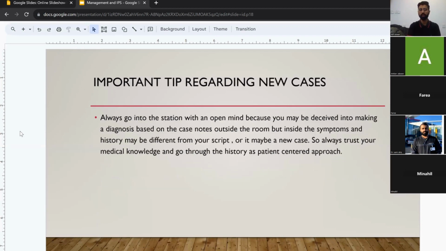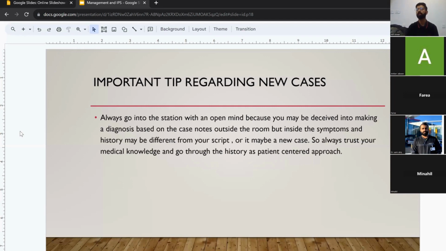So one important thing that I wanted to discuss is do not be close-minded when you enter a station. You may study your notes and understand from the notes that it must be this condition. If the patient is having chest pain, you may have studied those in your case notes from the academies. But when you enter the station, always keep your mind open and go with a patient-centered approach. Go with the flow. Ask the patient about the symptoms and go with that flow. Do not make a diagnosis in your mind before starting the consultation, because sometimes they come up with new stations and you're not even thinking about that condition. So you miss the diagnosis. Always keep your mind open. Trust your medical knowledge.